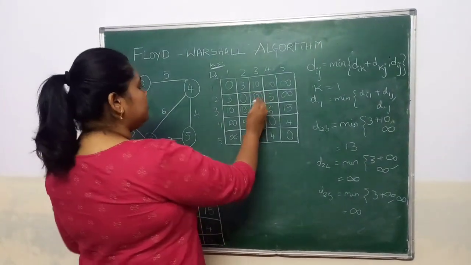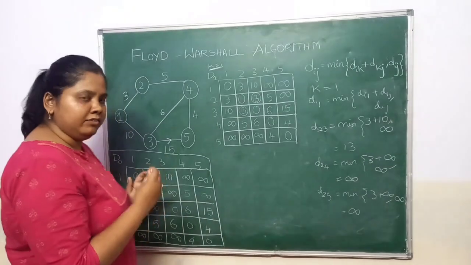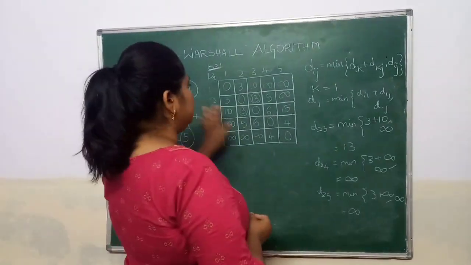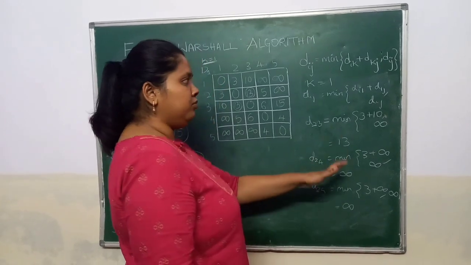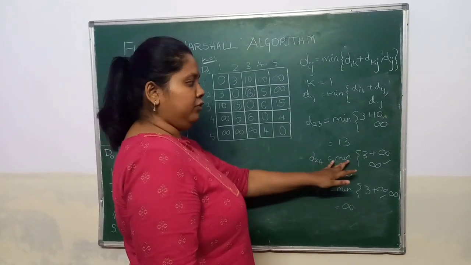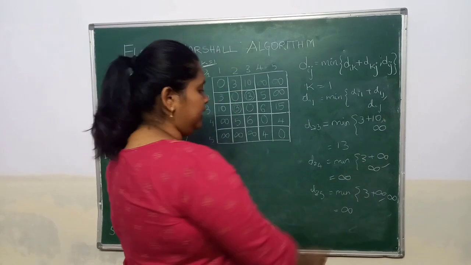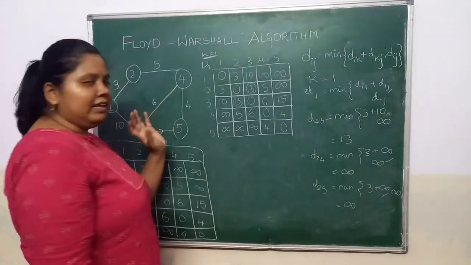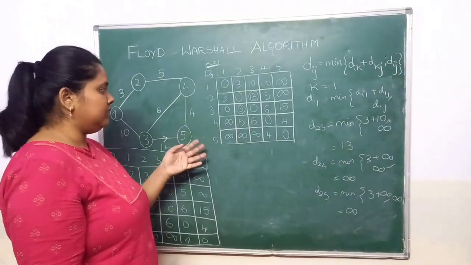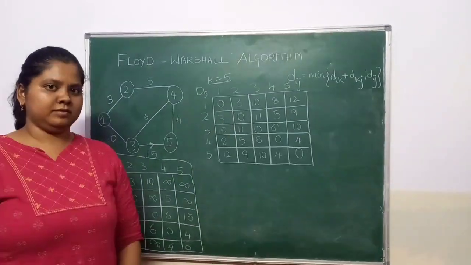Let us circle it to know that the value changed from infinity. And then the next, D2,4. We get similarly minimum of D21 plus D14, that is 3 plus infinity, infinity. The minimum is infinity. Similarly D25. We fill the rest of the matrix in a similar fashion.